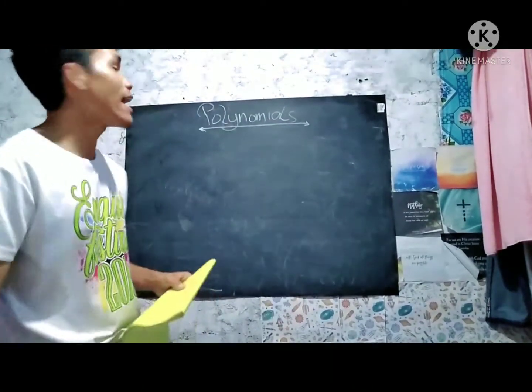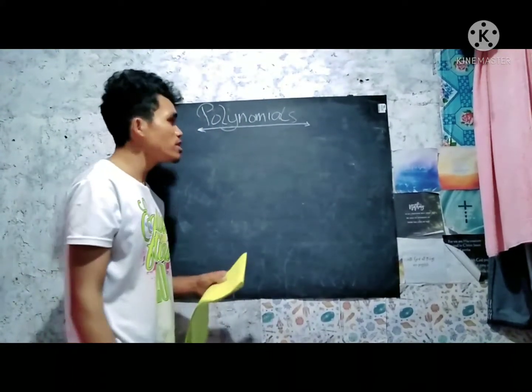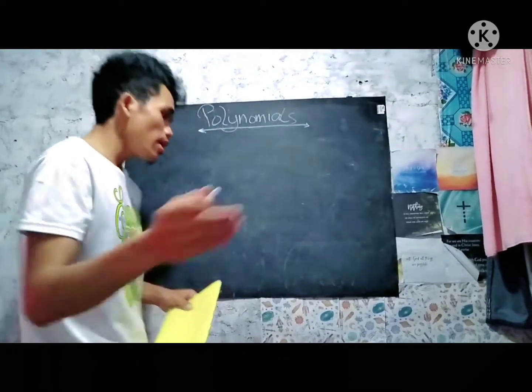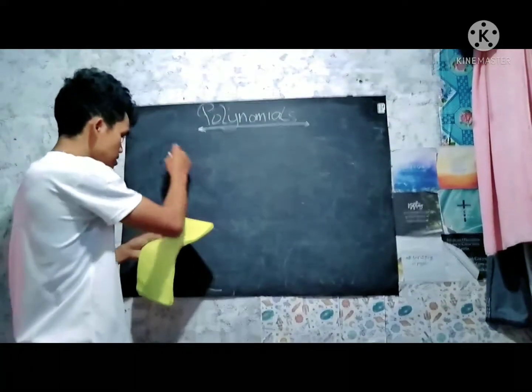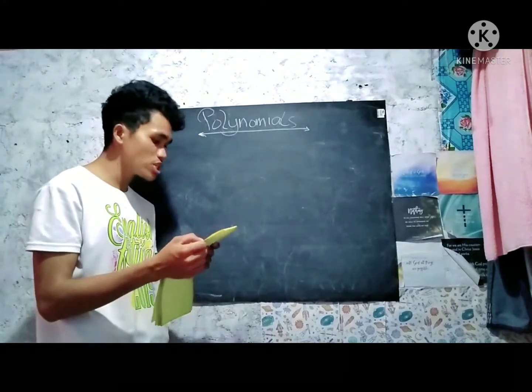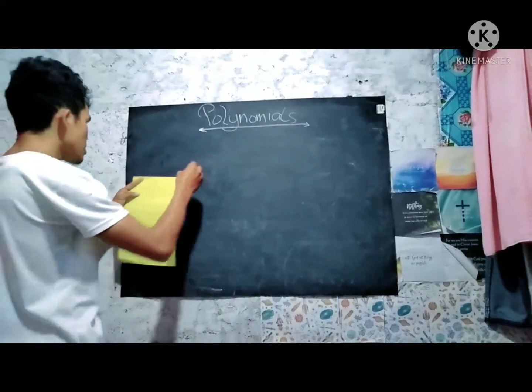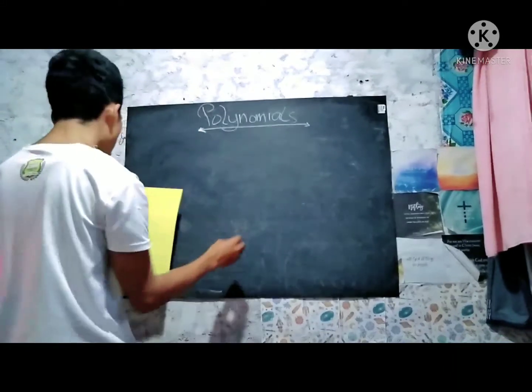At this point of time, we're going to discuss polynomials. Polynomials are a special type of algebraic equation of the general form like this. This is the general form of polynomials.